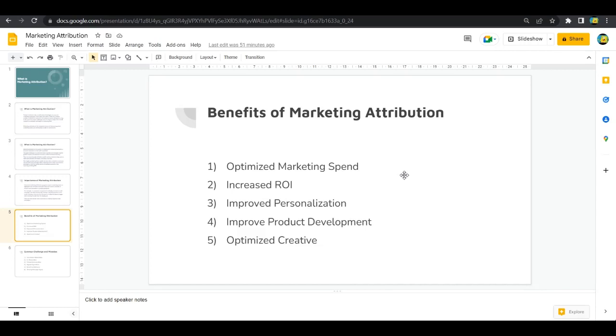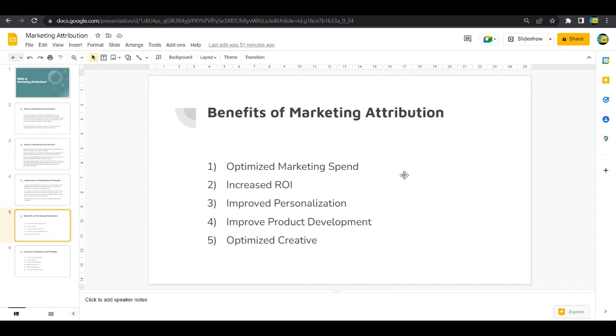Then there's increased return on investment. So effective attribution enables marketers to reach the right consumer at the right time with the right message, which ultimately leads to higher marketing return on investment.